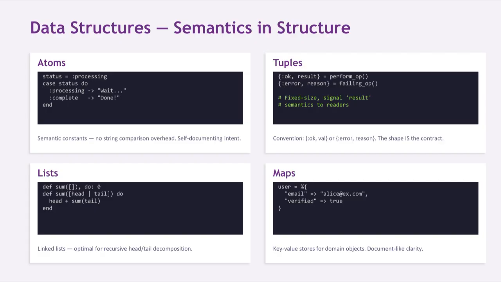Atoms are constants that are their own name. They're used everywhere for signaling state and intent. No string comparison overhead, and they're self-documenting. Tuples are a pervasive convention in Elixir. When a function returns a tuple, the shape of the tuple is the contract. You know at a glance whether an operation succeeded or failed and what came back. Lists are linked lists optimized for the recursive head-tail decomposition pattern you saw in pattern matching, which is perfect for functional style iteration. Maps are key-value stores for domain objects, which are clean, readable, and document-like. The example that you see over here, email refers to alice@ex.com, tells you exactly what you're working with. Every data structure in Elixir is chosen to support a certain style of thinking.